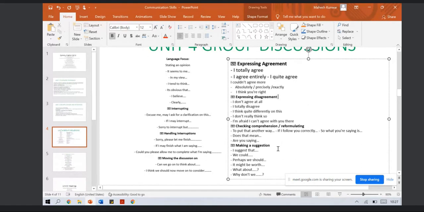And checking comprehension. Comprehension means checking understanding, kind of probing or reformulating. "If I understood this correctly, Mr. Vikas, you wanted to tell that this way we can solve the problem, right?" This is how you can check comprehension. You can also say, "Are you saying that this is how?" And making a suggestion.